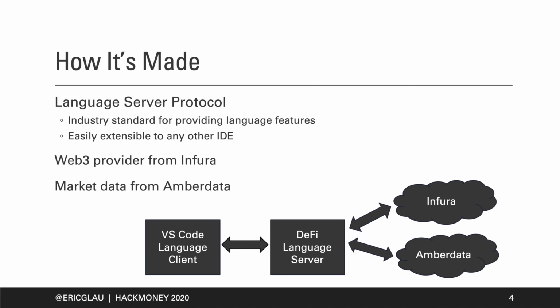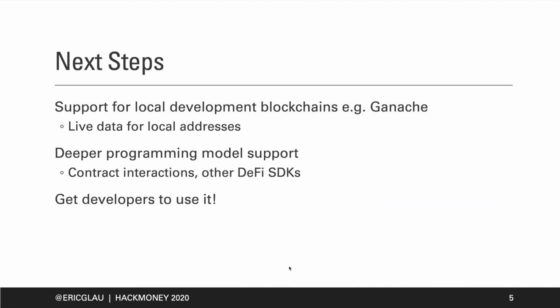For live on-chain data, this solution uses Infura as the Web3 provider, and Ember data for live market data for Ethereum addresses and tokens. The next steps for this project are to support local development blockchains such as Ganache, so that you can get live data for addresses on your local chain. Deeper programming model support such as contract interactions and other DeFi SDKs.